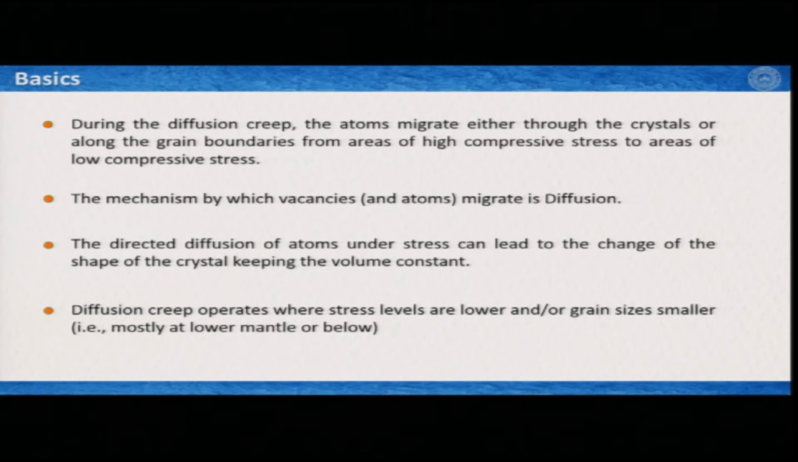And therefore, when the atoms move from one end to the other end, the vacancies also move from the other end to one end in the opposite direction. You have learnt it when you learnt the crystal defects. So, the mechanism by which the vacancies and at the same time the atoms migrate is known as diffusion.